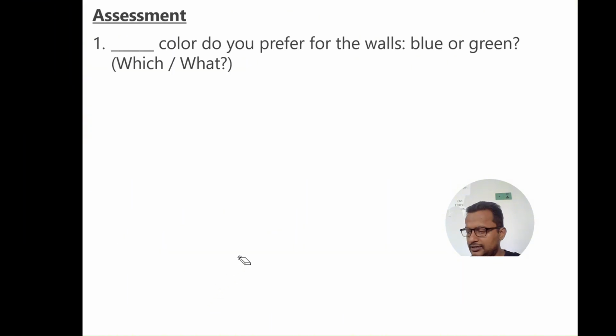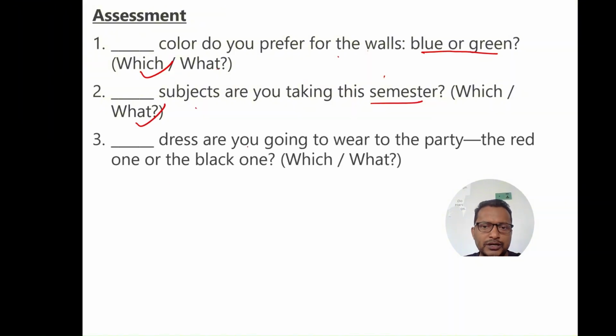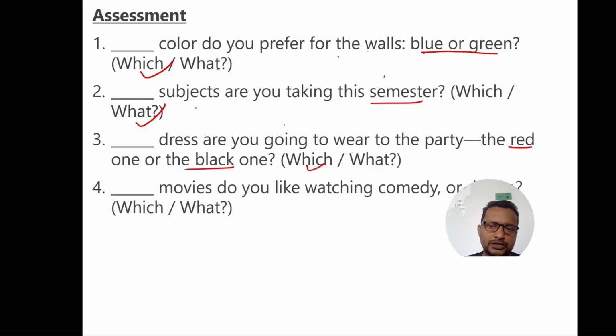Let's go and learn some of the assessment questions, right? Now you see, ___ color do you prefer, blue or green? So now you need to choose between blue or green. That's why which. Next example could be, ___ subjects are you taking in this semester? Which or what? Which semester we are talking about? Which subject? We don't know. That's why what. What is the correct answer? ___ dress are you going to wear to the party, the red one or the black one? Then the correct option is which, because you need to choose between the red or the black.